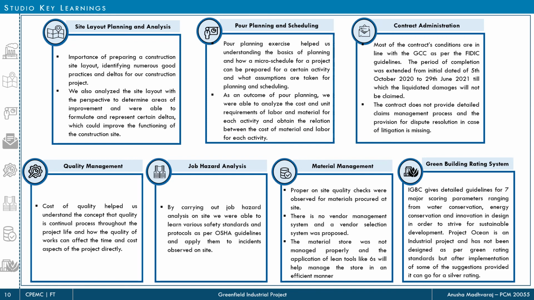And by carrying out job hazard analysis on site, we were able to learn various safety standards as per OSHA guidelines and how these would help reduce the occurrence of accidents. And under material management, the importance of proper on-site quality checks, choosing eligible vendors and efficient management of the site store using lean tools were observed. Lastly, under the IGBC, the project is an industrial setup and has not been designed as per green rating standards, but after implementation of some of the suggestions provided, we understood that it can be made eligible for silver rating.